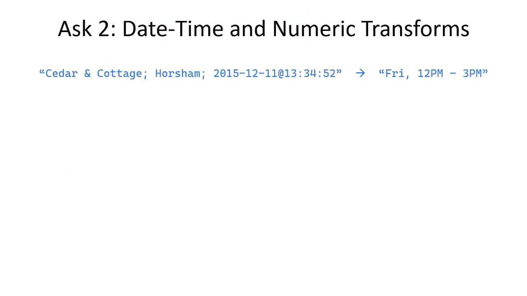The second thing people have been asking us for a while is date, time, and numeric transformation. Here is some record from a CSV, and there's a date and time here, and I want to bucket it into weekdays and 3-hour periods. Tasks like these. And FlashFill cannot do this. FlashFill doesn't understand dates, doesn't understand times.